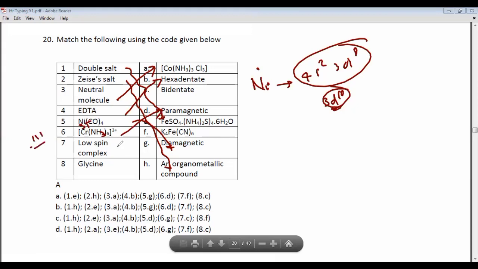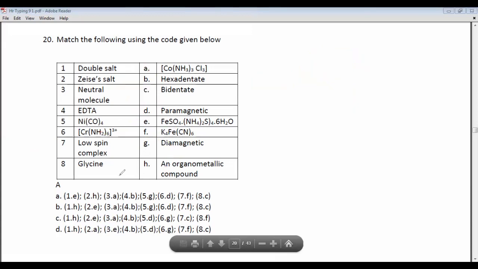Low spin complex, 7 is F. The best example for a low spin complex is a cyanide complex. And glycine is actually a bidentate ligand, glycinate. Right. Next question.